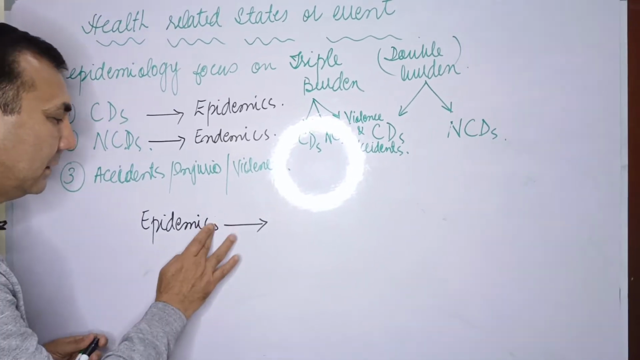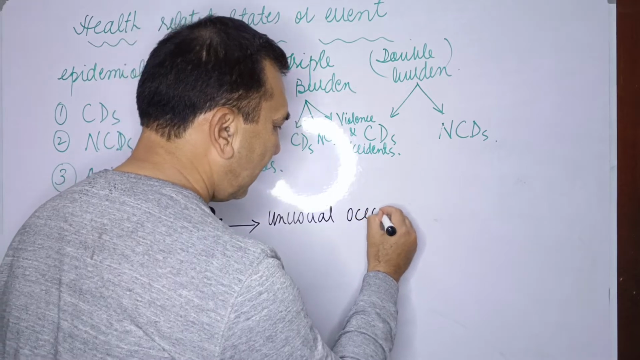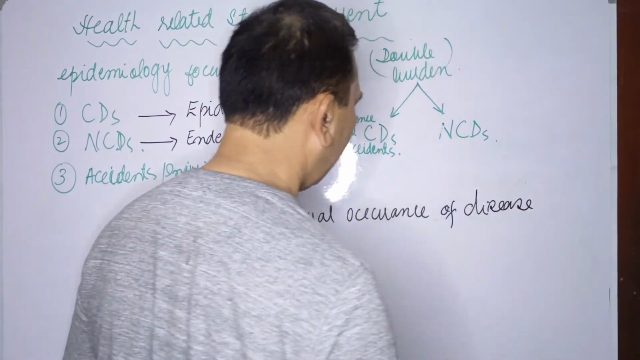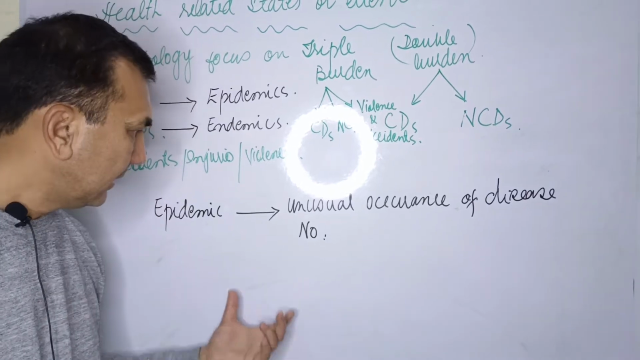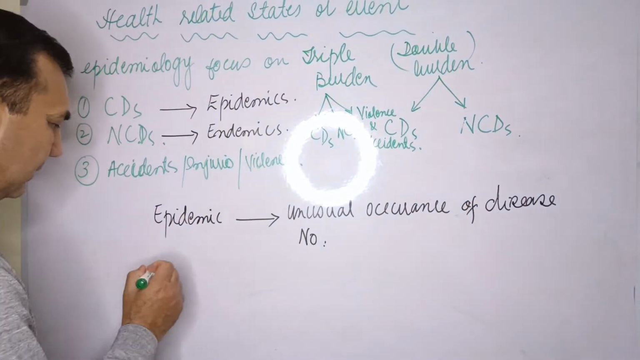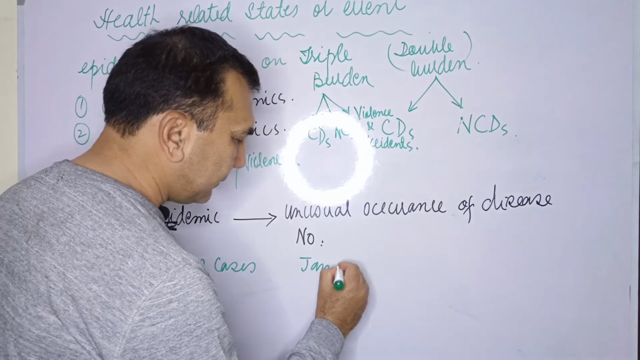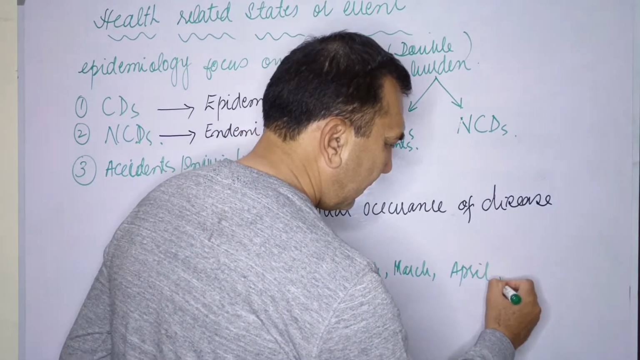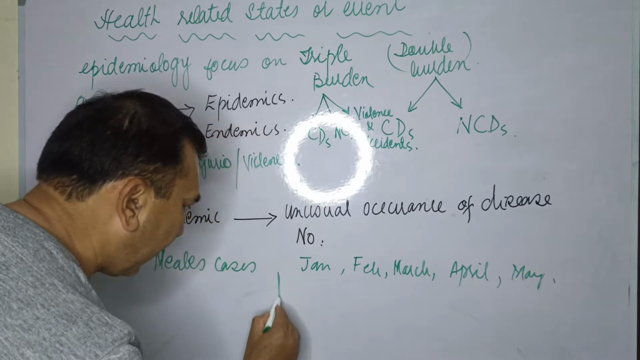One term is called the epidemic. The epidemic is the unusual occurrence of disease numbers. Suppose measles cases, in the months of January, February, March, April, May. This is the bar.